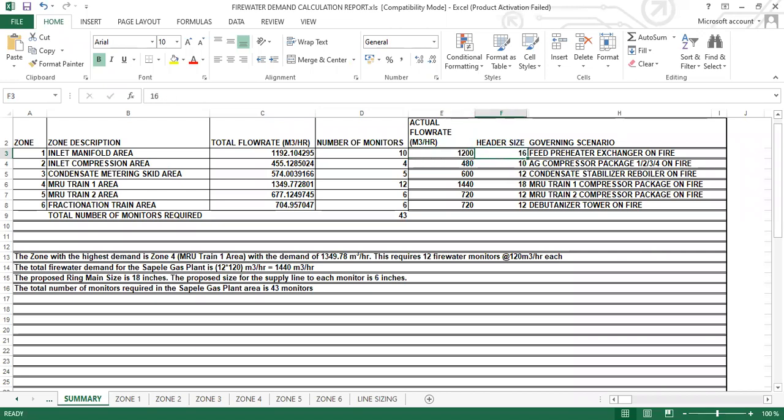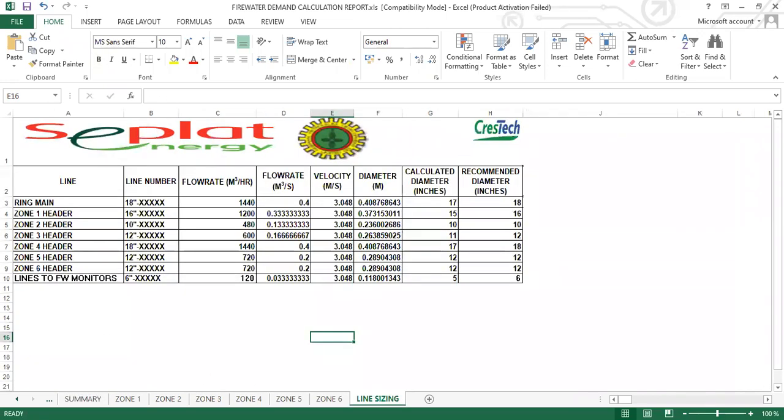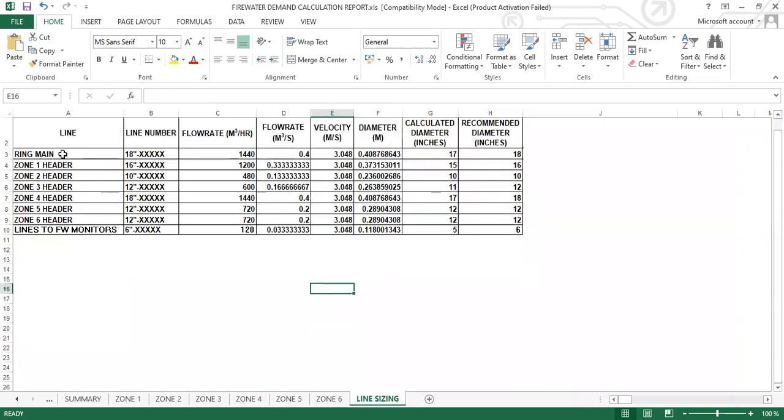And then I went on to do some line sizing. For zone 1, the header that is bringing water to zone 1 is not going to take 1.52 or something, it's going to bring 1,200. To do your line sizing is just the way you would do your line sizing as a process engineer. You need 1,200 cubic meters per hour to go through a line. The maximum velocity allowed in the line is 3.048 meters per second.